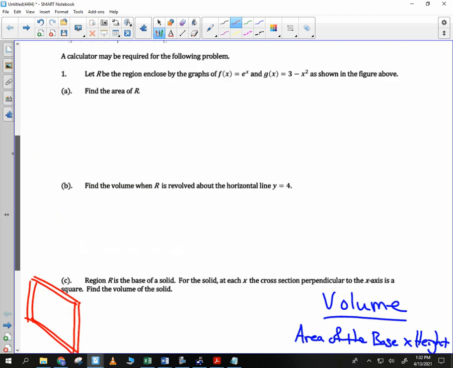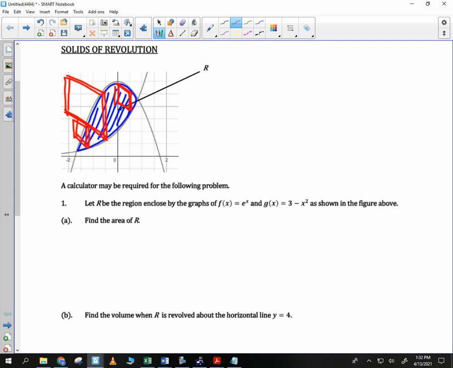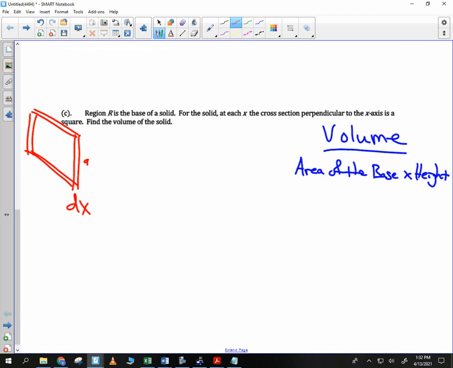The length of that base is the distance from here to here. We call this top function G. We call the bottom function F. Do you remember what we said was the distance from here to here? How do we find the distance from here to here? Top minus bottom. G of x minus f of x. Agreed? Good. G of x minus f of x.